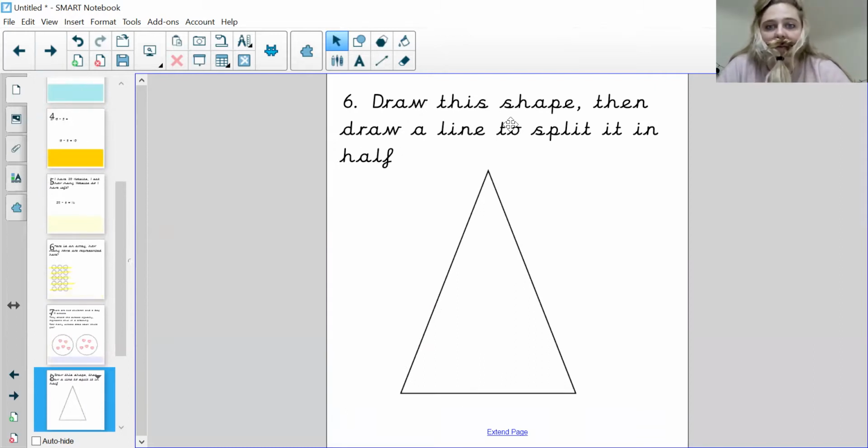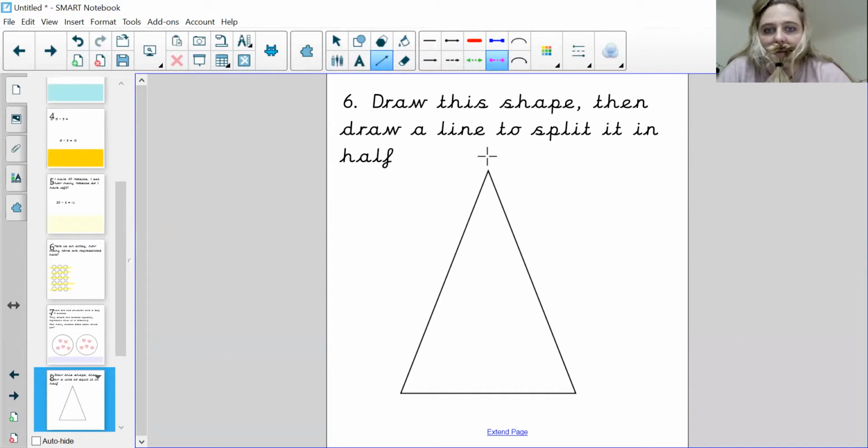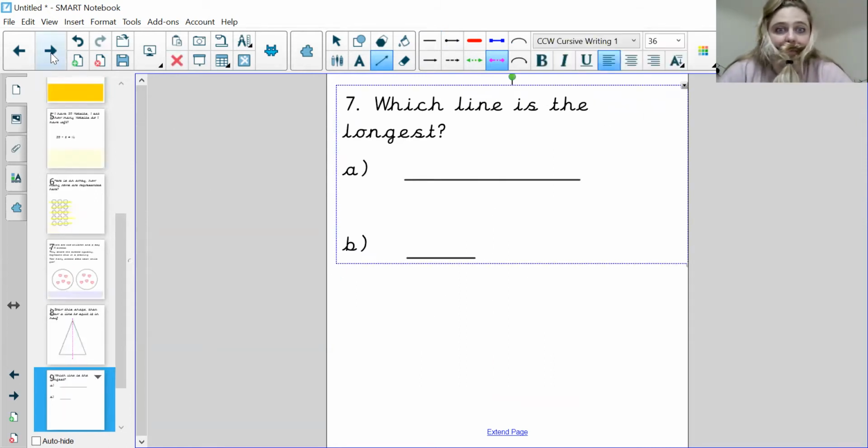Number 6. Draw this shape and then draw a line to split it in half. Now, remember, when we split something in half, it needs to be equal. So the only way we can split this shape in half is right down the middle, like that. So if you got that right, give yourself a pat on the back and a good old tick next to that triangle. Well done, well done.